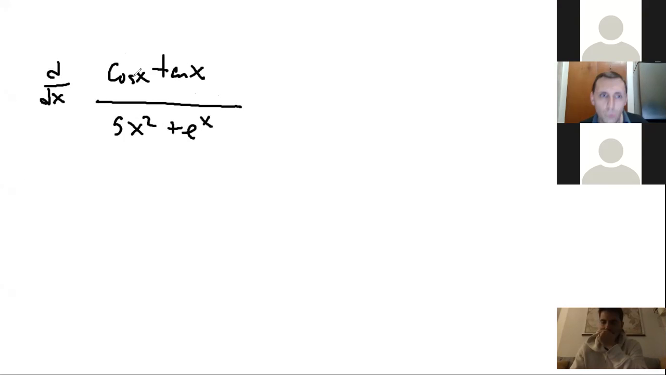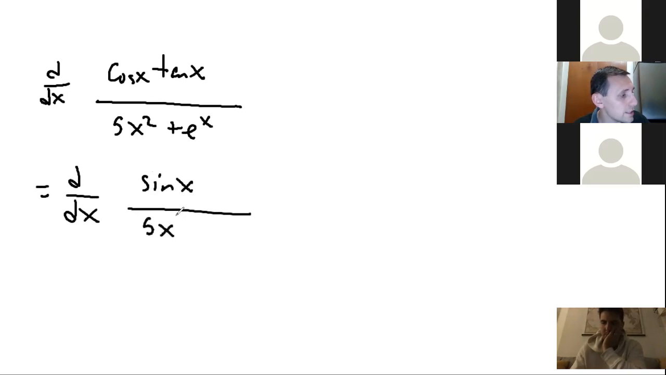You see, one thing to do here, notice cosine times tangent can be simplified because tangent is sine over cosine, yes? So before I do anything, I might want to simplify my life because I don't want to use quotient rule and product rule. So I simply see that cosine times tangent is sine x divided by 5x squared plus e to the x. And then it's a simple application of quotient rule.